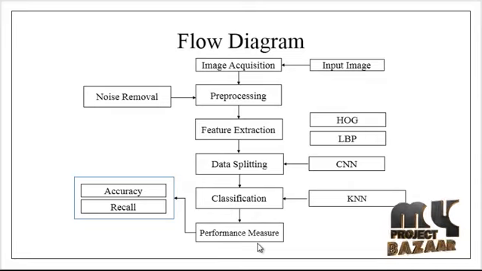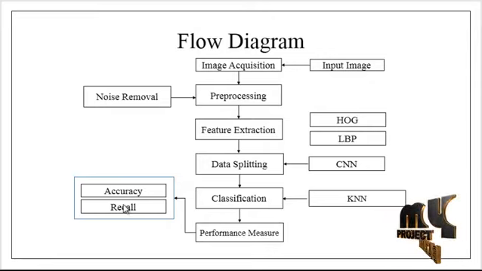After that, the final stage of the process is performance estimation. In this performance estimation, we have two kinds of performance measures, accuracy and recall. By using this accuracy and recall, we can justify whether our process is efficient or not.